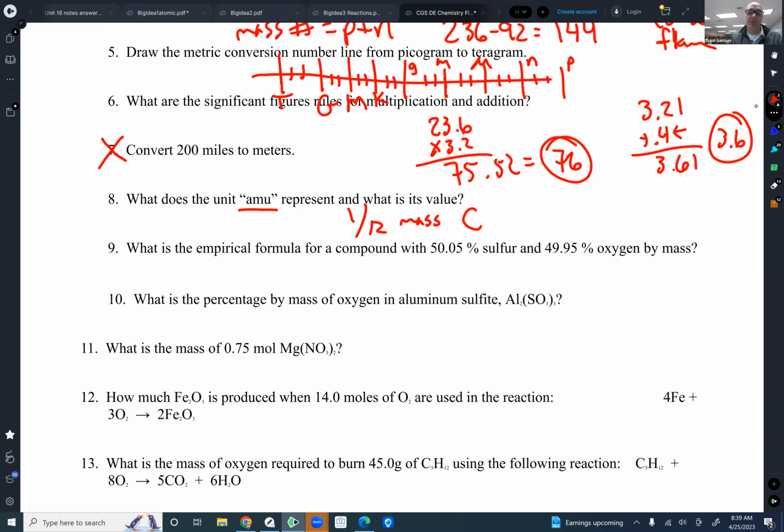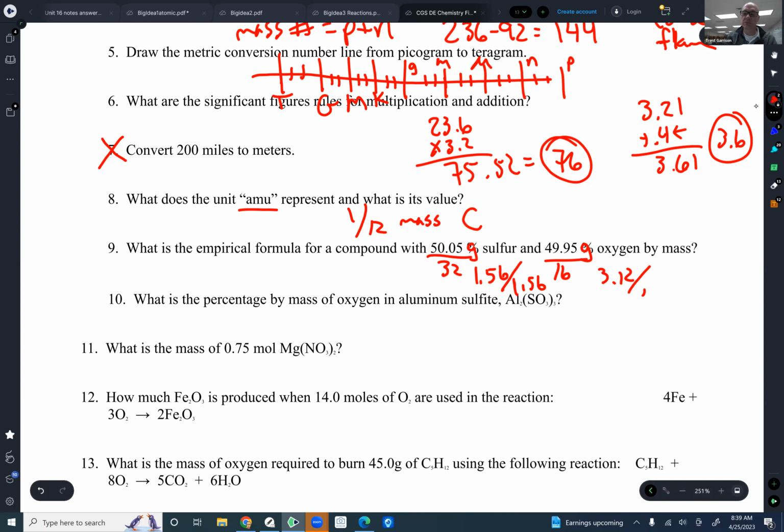Empirical formula, 4 steps maybe, but 3 steps certainly. First step, turn percentages into grams. Second step, divide the new masses by their weights on the periodic table. 1.56, and 49.95 divided by 16 gives me 3.12. Divide both of these by the smallest. And what you get is 1 for the sulfur and 2 for the oxygens. Don't need to do the third step, which would be multiplying by 2.